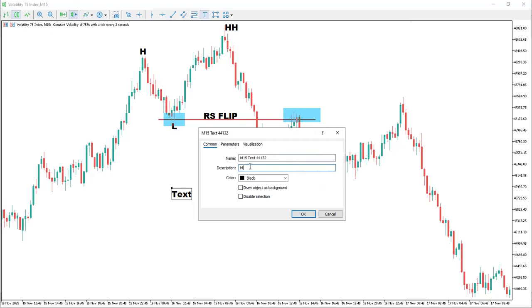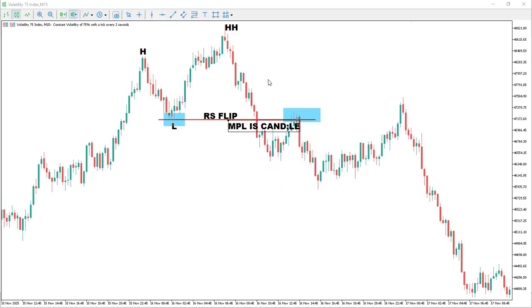MPL is a candle. So you have to look for your MPL candle to sell, which is your mini Quasimodo. So MPL is a candle. You have to look for the candle to sell.